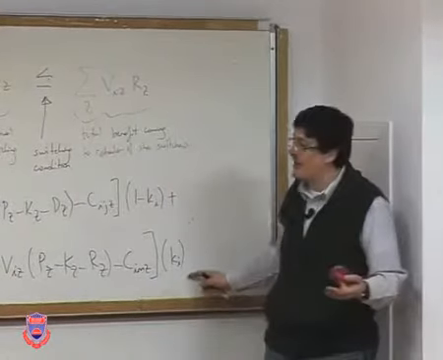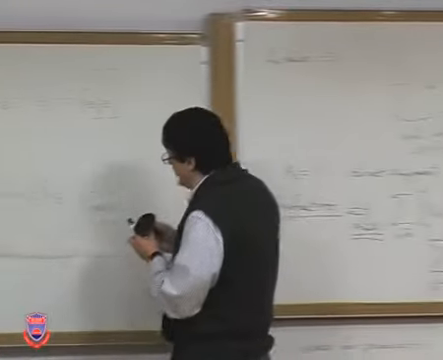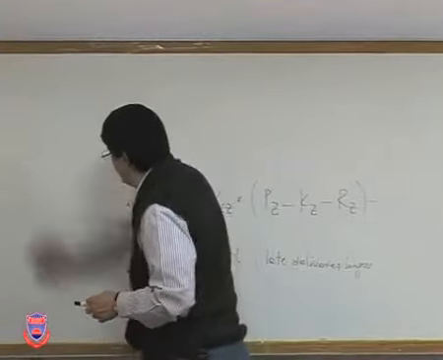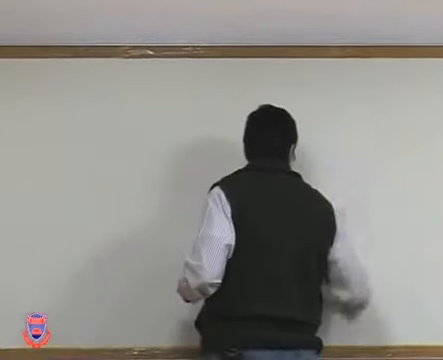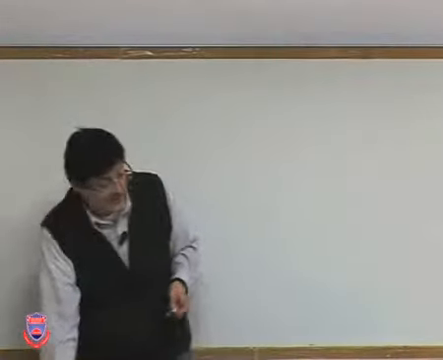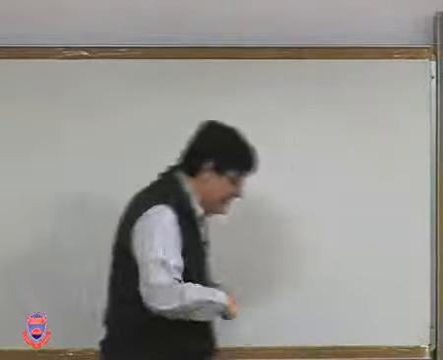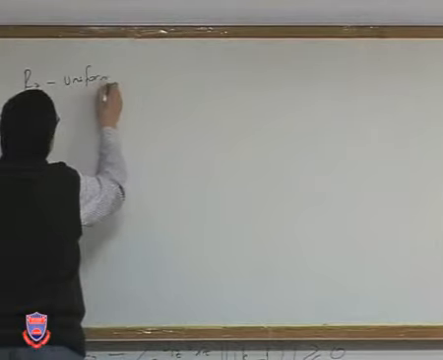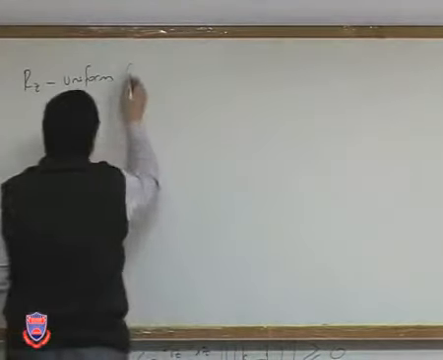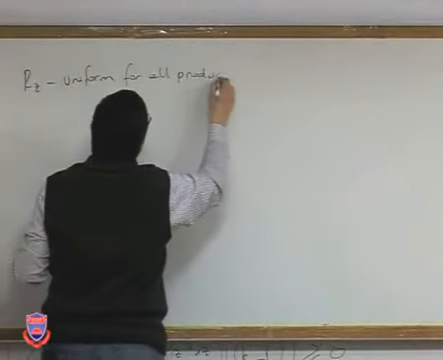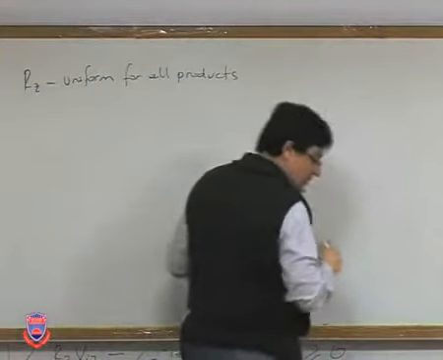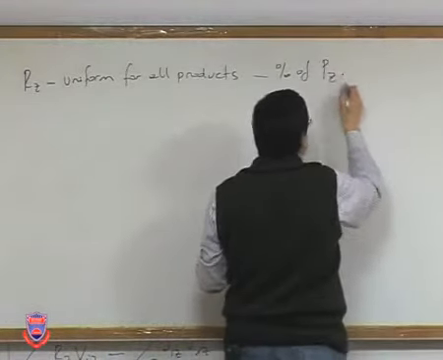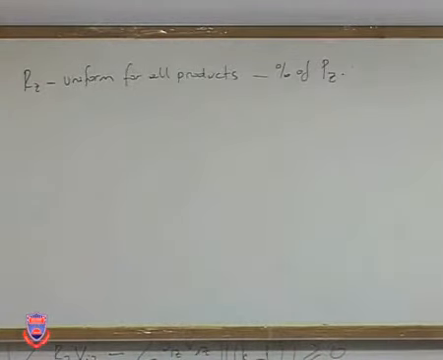I mean, we don't know what the value of Ki is. So the solution of this problem is not very straightforward unless you make some simplifying assumptions. So now we are going to see a couple of simplifying assumptions. And these are the assumptions which are validated from practice. We see that R sub z is going to be selected uniform for all products. So it will be a percentage of the price, which is P sub z. So that percentage is going to be across the board.